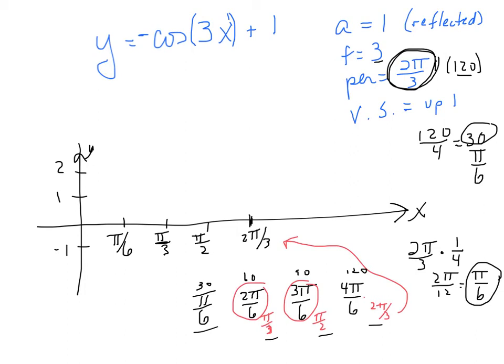Now, cosine typically will start at 1. However, because of this negative, it's going to be reflected in the x-axis. So the cosine curve would actually start at -1, and then it would hit 0, and then it would hit 1, and then it would hit 0, and it would end at -1. So it's going to look like this.